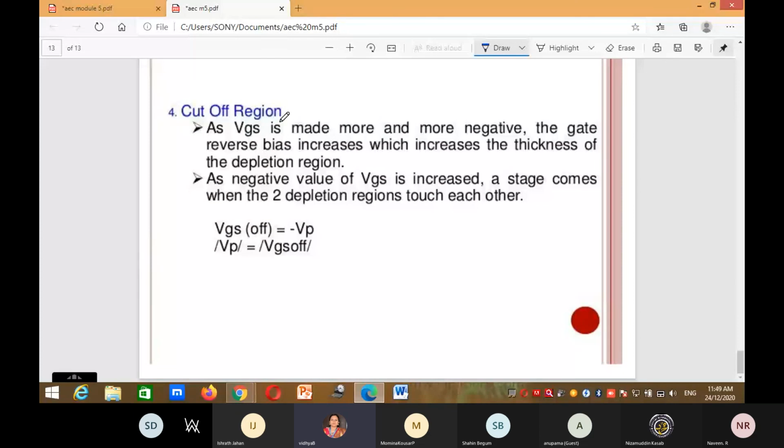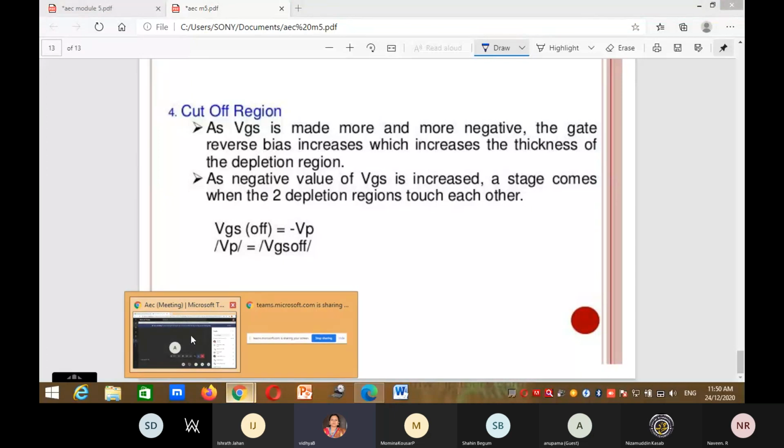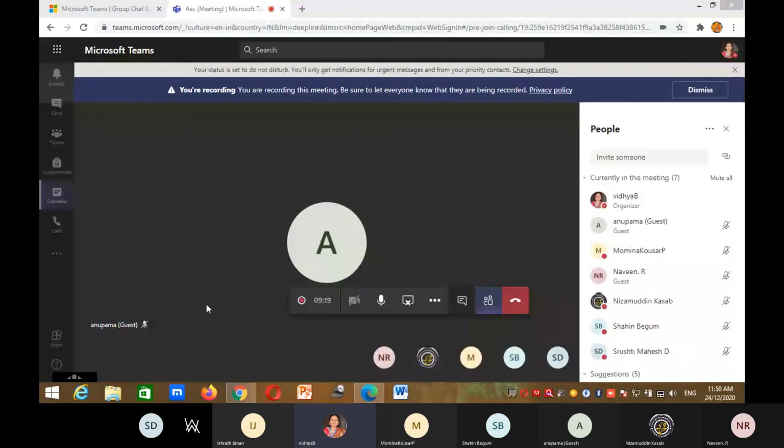Next is the cutoff region. VGS is made more and more negative and the gate reverse bias increases, which increases the thickness of the depletion region. As the negative value of VGS is increased, a stage comes when the two depletion regions touch each other. In the next class, we shall discuss the MOSFET, or we shall discuss the P-type JFET.